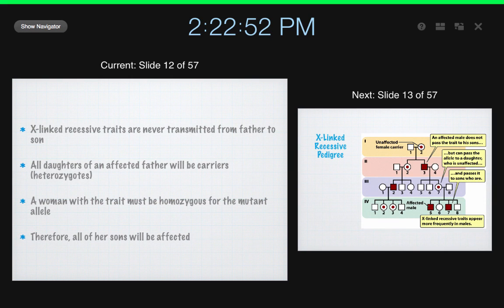So let's see. X-linked recessive traits are never transmitted from the father to son. So if you look at the pedigree, if you have an affected father, you'll see no affected sons. Why is that? Because the Y chromosome is going. Real basic, okay? If you have an affected father, then all the daughters will be at least heterozygotes because they're getting the X from the father. A mother to be affected will have to be homozygous, and therefore, if the mother is colorblind, then all of the sons will be colorblind because she's homozygous recessive. Follows all the Mendelian rules.